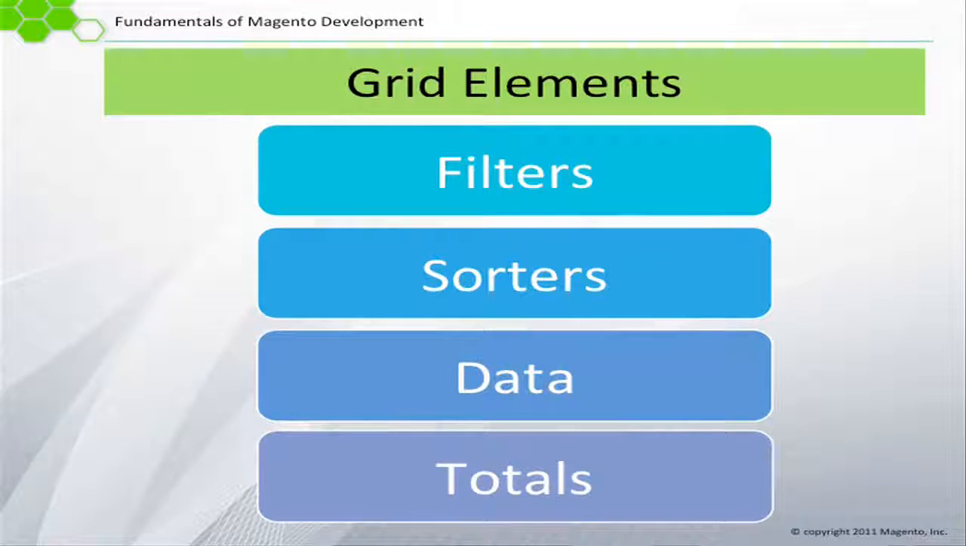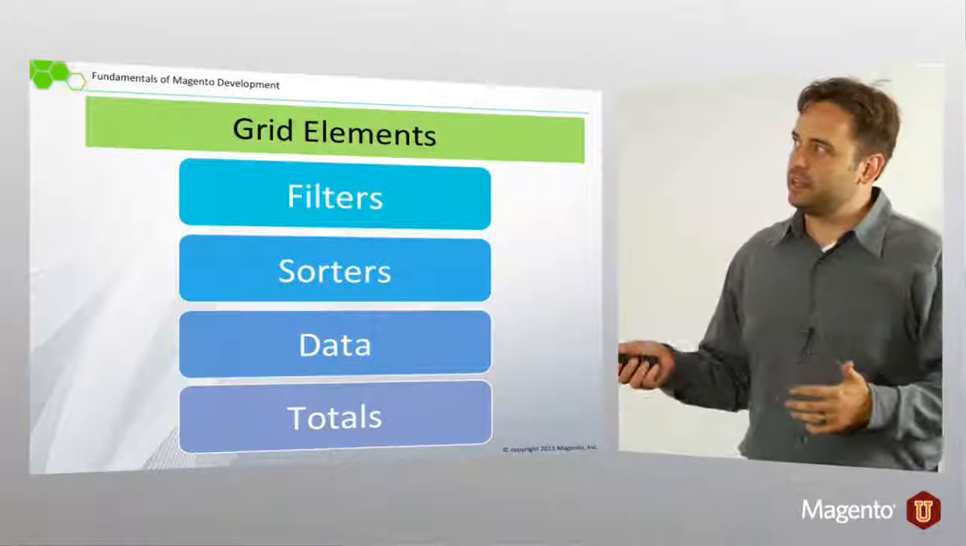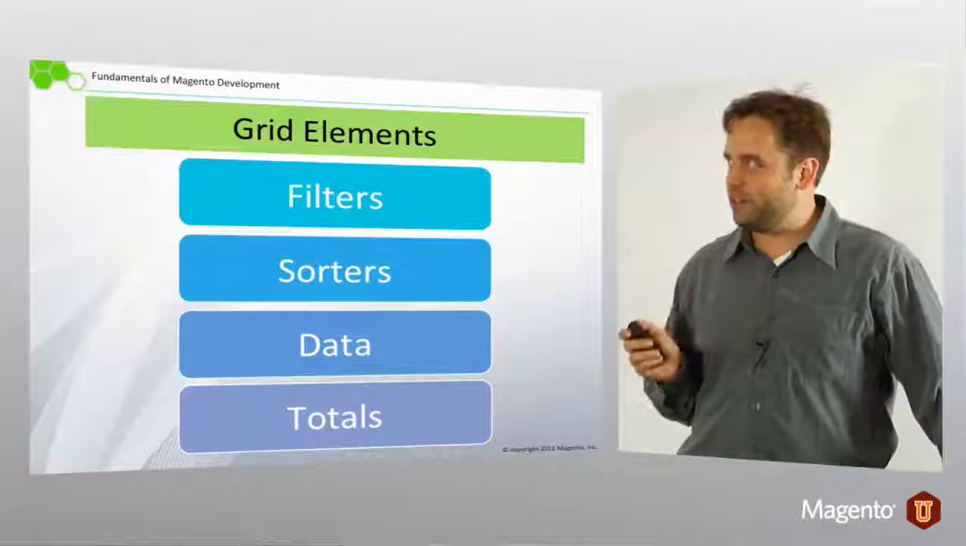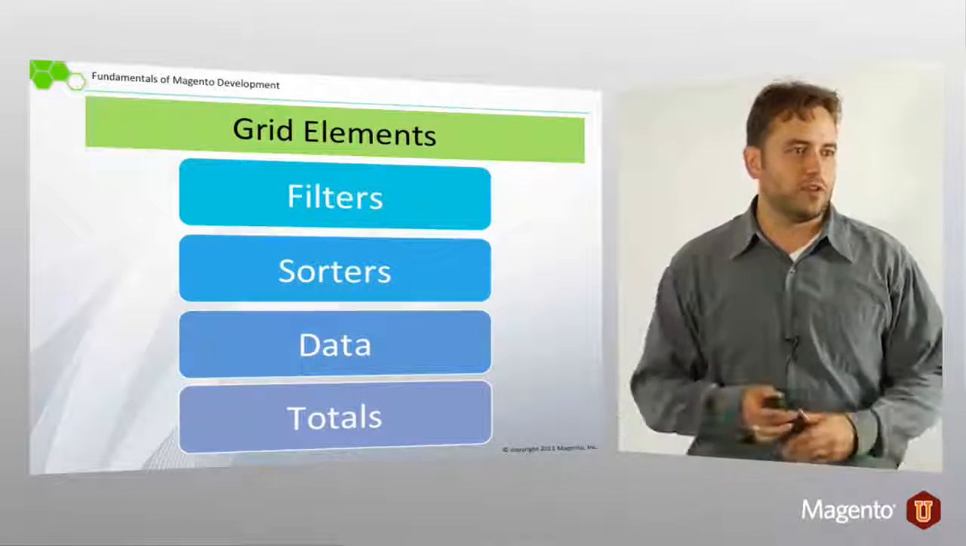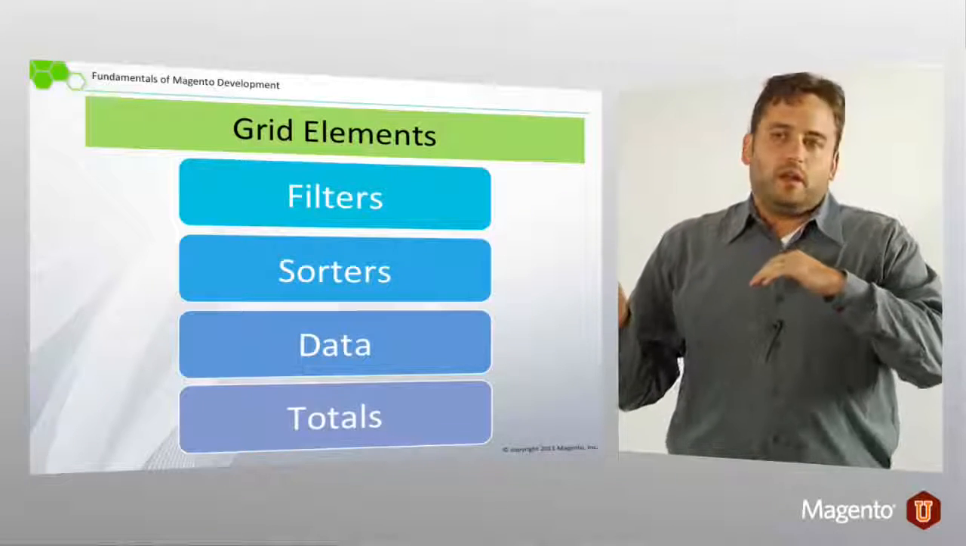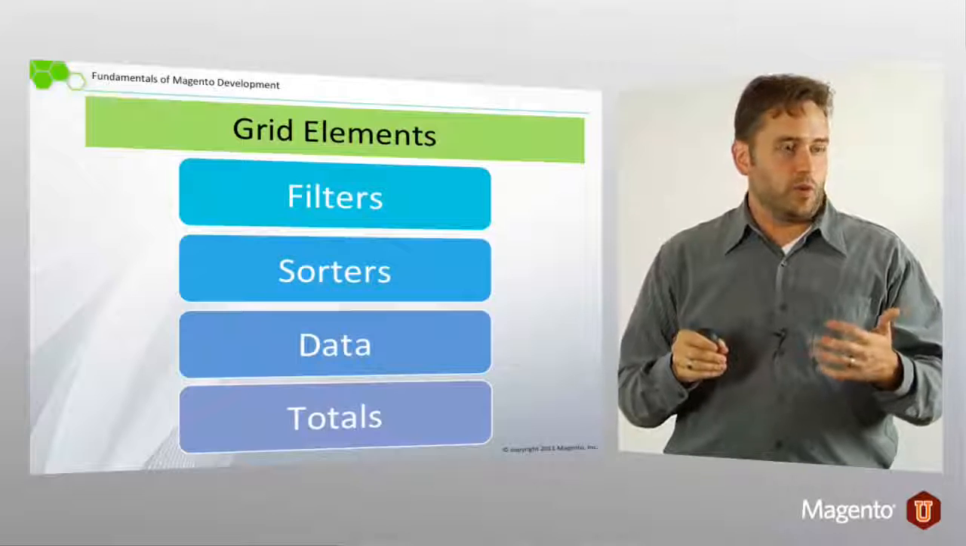Now, let's jump over to grids for a second. If you're looking at, for example, the manage product screen, that first view is a grid. And grids have a few components to them. The filters are the things at the top of the grid that you can use to filter the result set with which you're working.